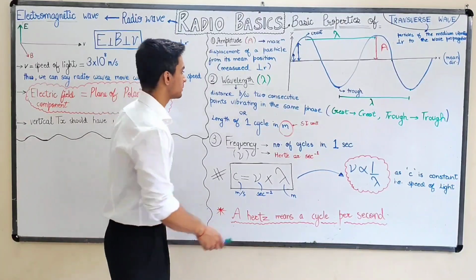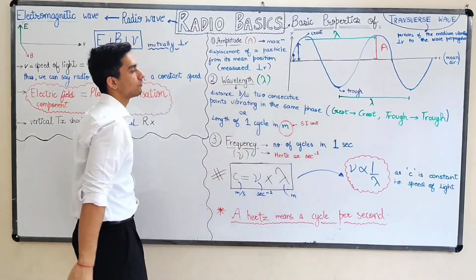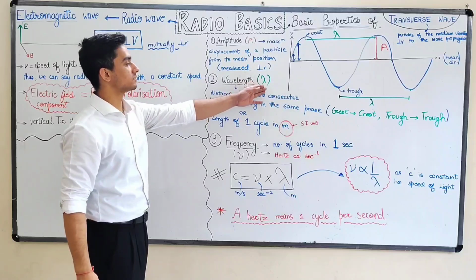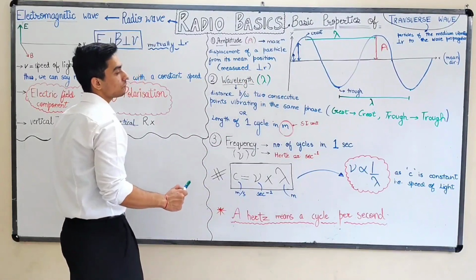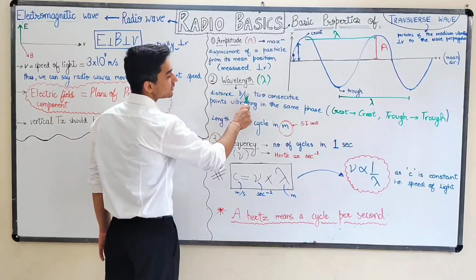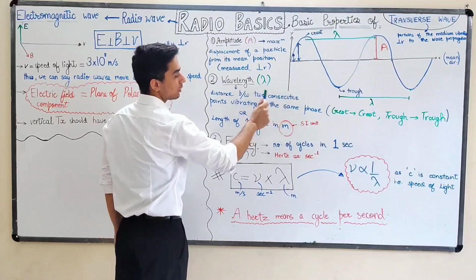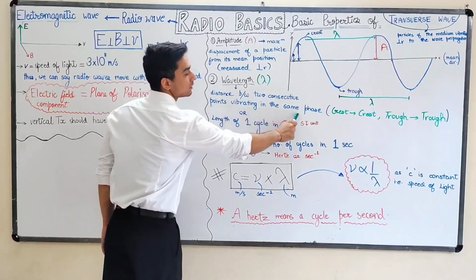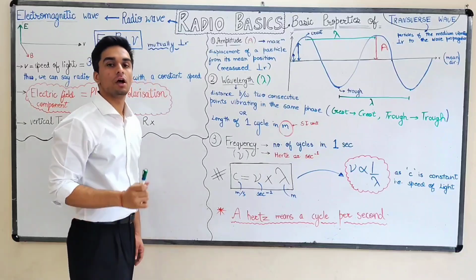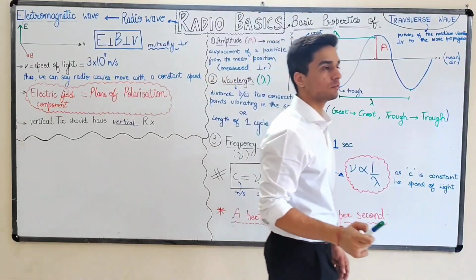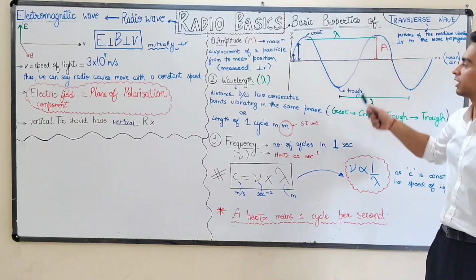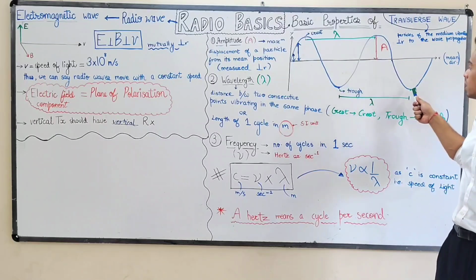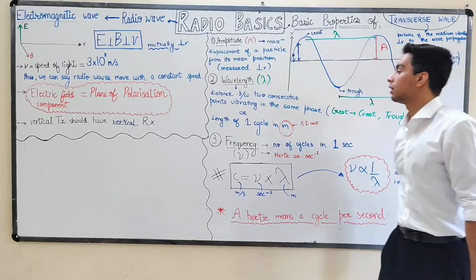Moving ahead to definition number 2, that is wavelength. Wavelength is represented with the symbol lambda. And what's the definition of wavelength? It is the distance between two consecutive points vibrating in the same phase. What do you mean by vibrating in the same phase? That is from one crest to another crest, or from one trough to another trough.